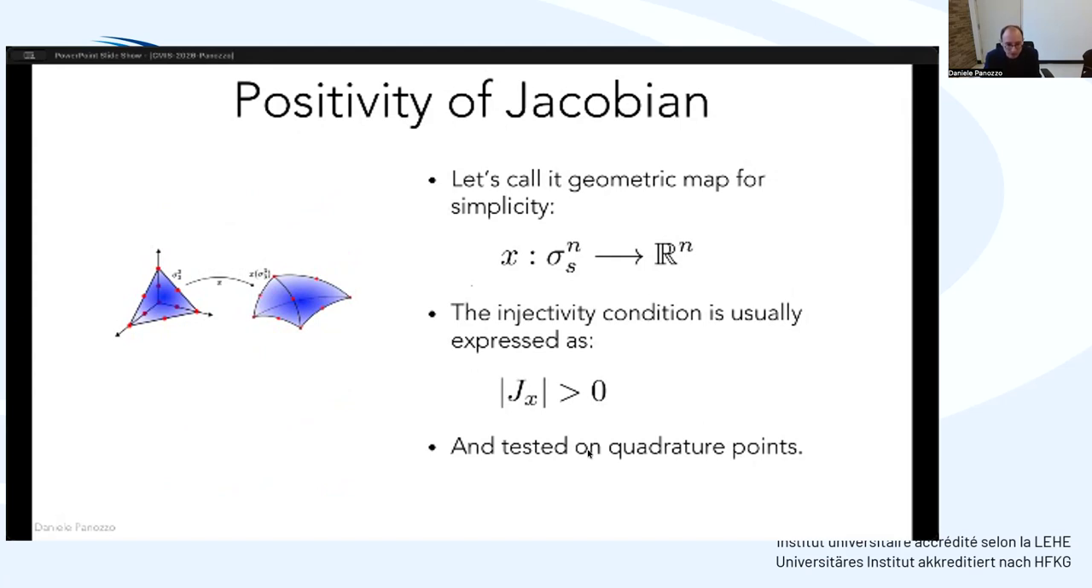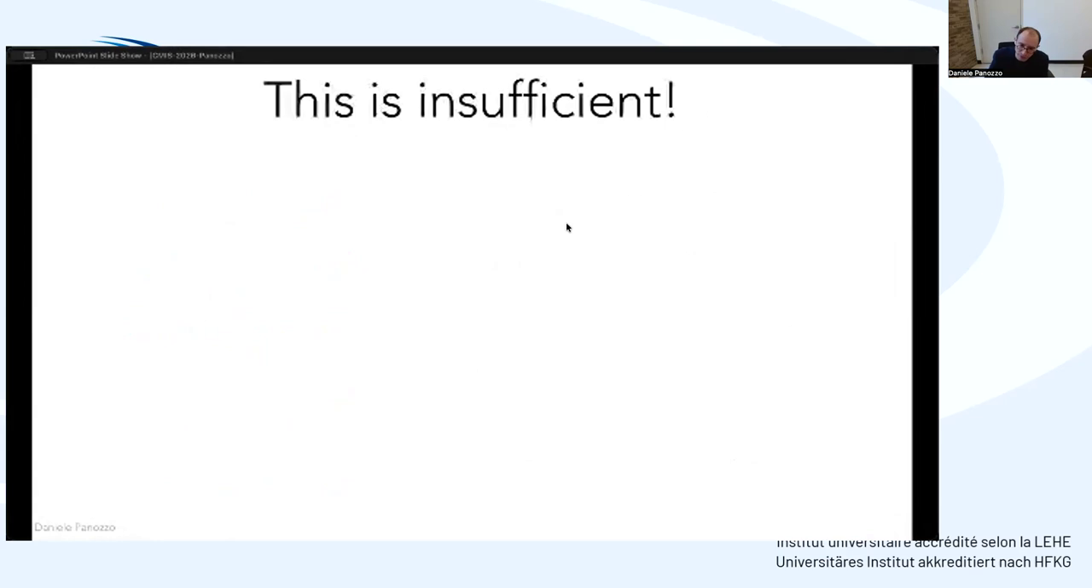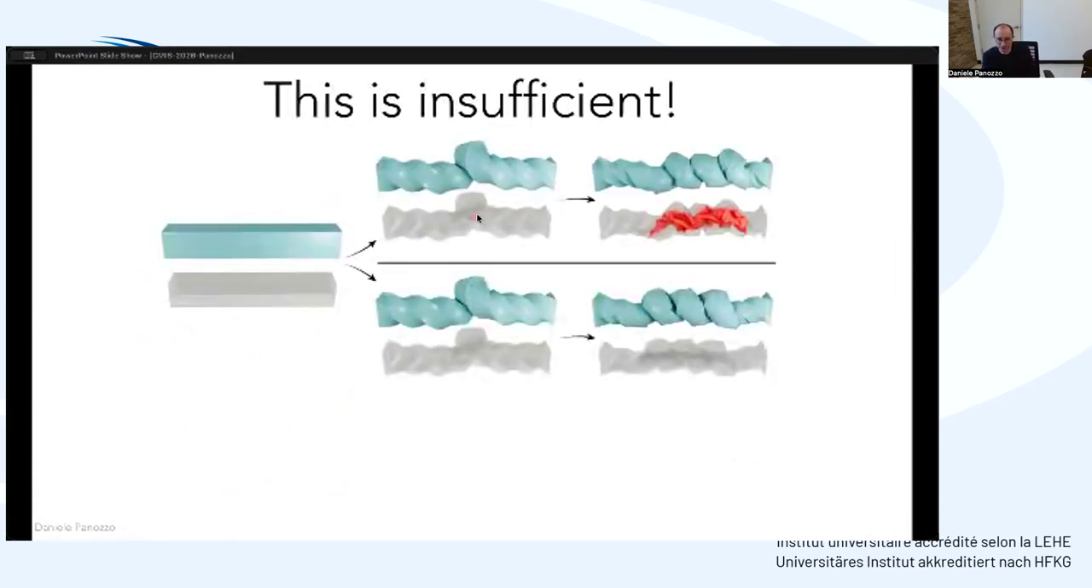However, testing on quadrature points does not give you the correct answer, because it could be positive on the quadrature points but negative inside, in some other spot. We actually tried this: we took simulations from a bunch of different places with nonlinear elasticity, and what we found is that all of them have inversions that are not caught by testing on quadrature points.